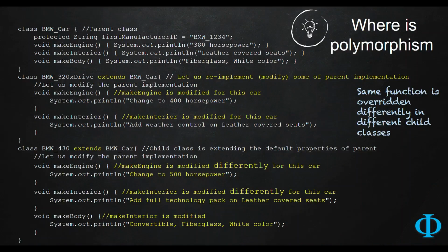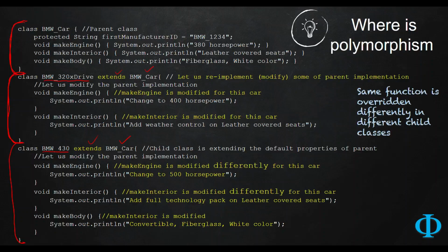So in this slide, you can see that the same BMW car class that we have created in the previous slide has been inherited in two different child classes. The first one is a BMW 320 xDrive class. So that is one implementation of child, and the second one is the BMW 430 class. Both these BMW 320 xDrive and BMW 430 classes extend the BMW car class, as you can see here.